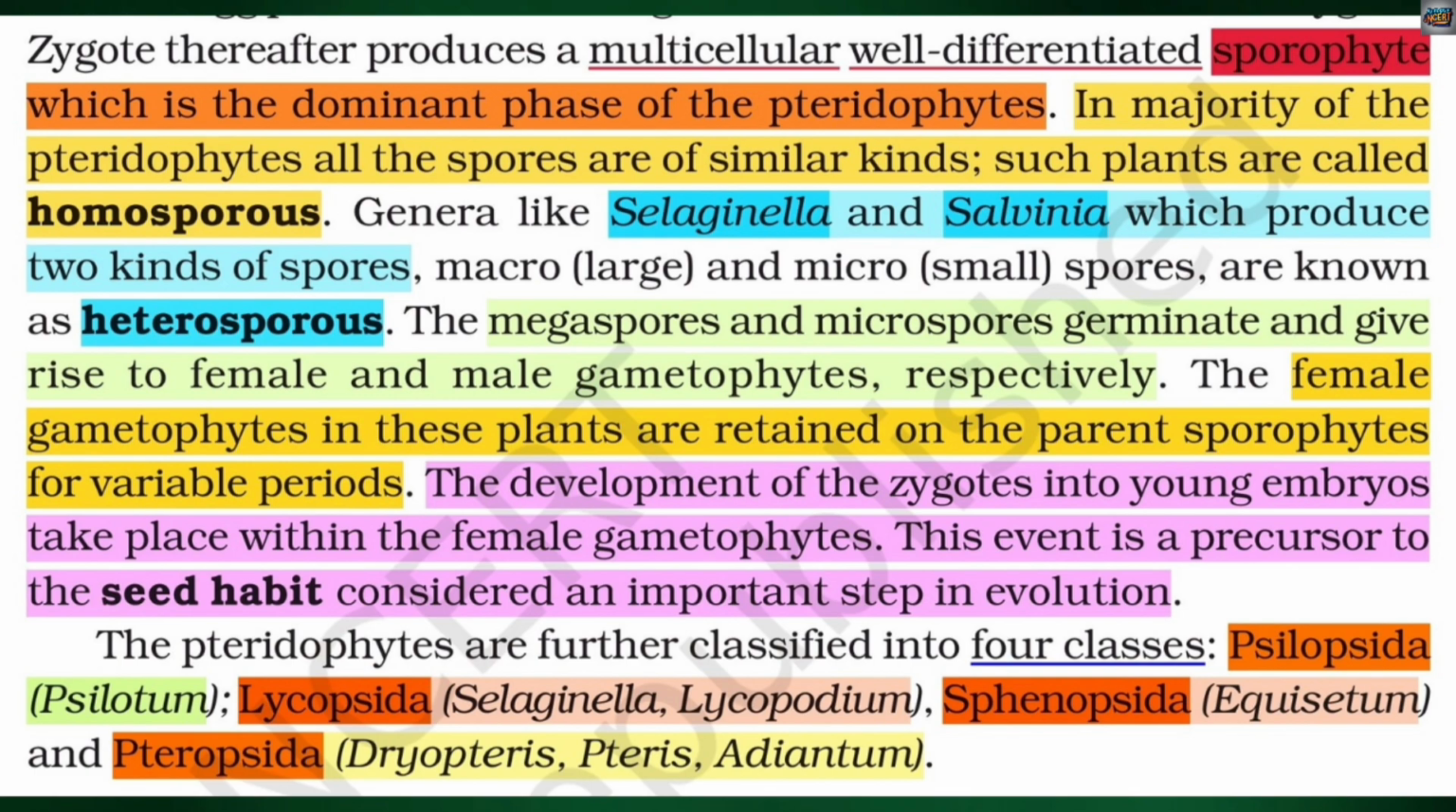The female gametophytes in these plants are retained on the parent sporophytes for variable periods. The development of the zygotes into young embryos takes place within the female gametophytes. This event is a precursor to the seed habit, considered an important step in evolution. The pteridophytes are further classified into four classes: Psilopsida (Psilotum), Lycopsida (Selaginella, Lycopodium), Sphenopsida (Equisetum), and Pteropsida (Dryopteris, Pteris, Adiantum).